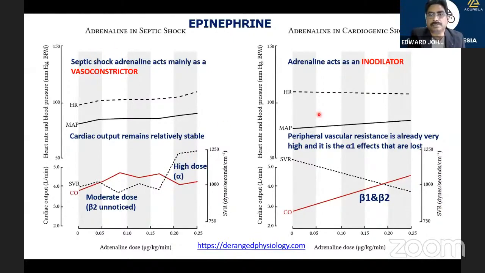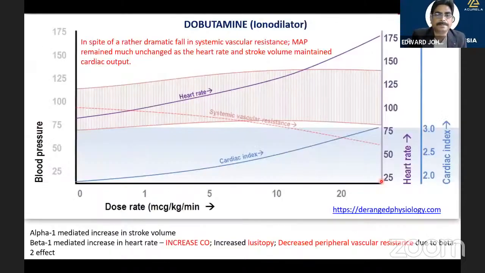In cardiogenic shock, what happens? In cardiogenic shock, already the peripheral vascular resistance is high. So your alpha-1 effect is lost. The remaining effect is the beta-1 and beta-2 effect. Beta-1 increases the cardiac output, causes tachycardia, and increases the stroke volume. Your beta-2 causes vasodilatation. So increased cardiac output with vasodilatation means it acts as an inodilator.